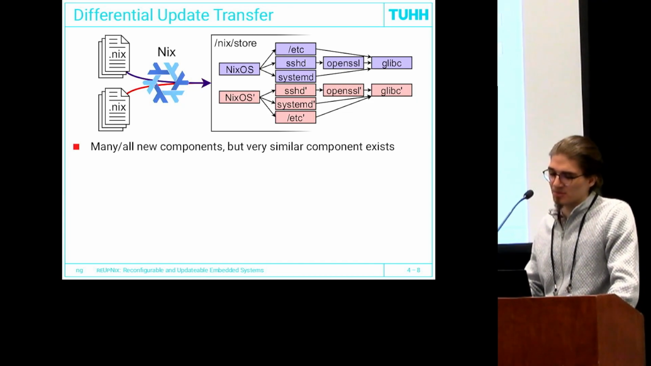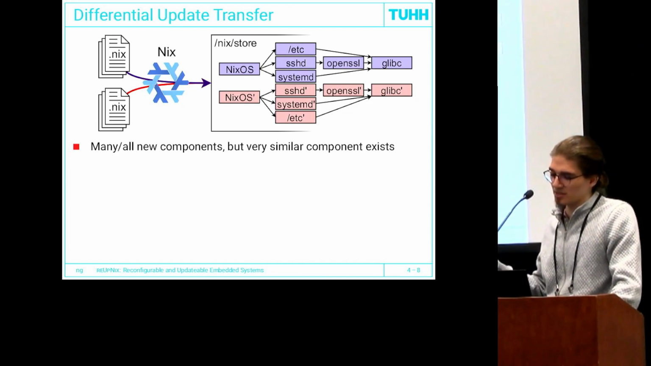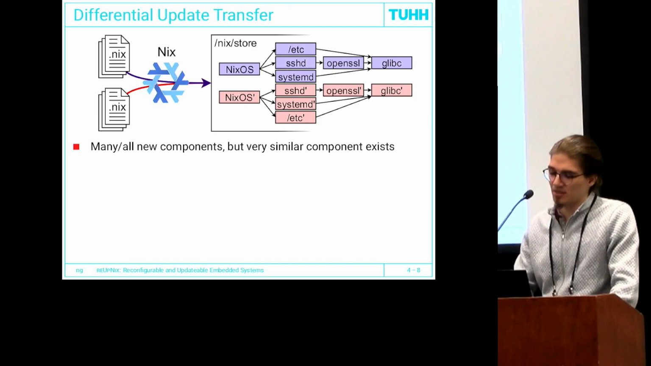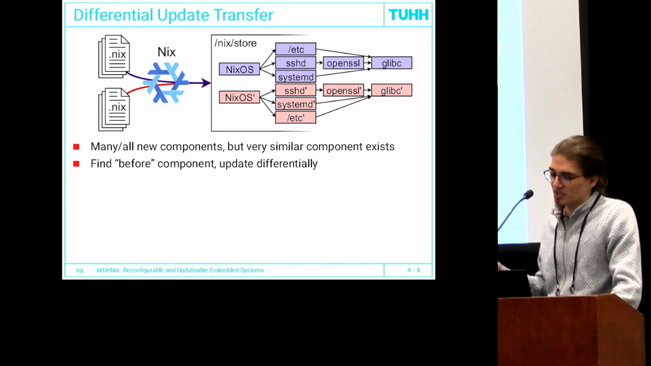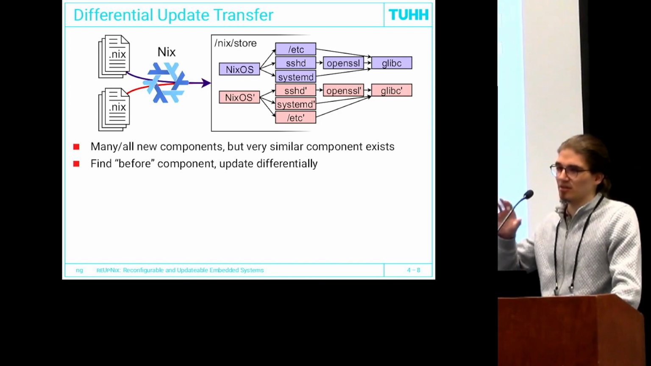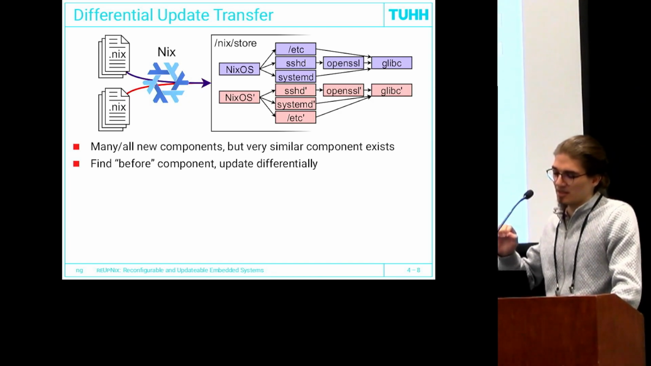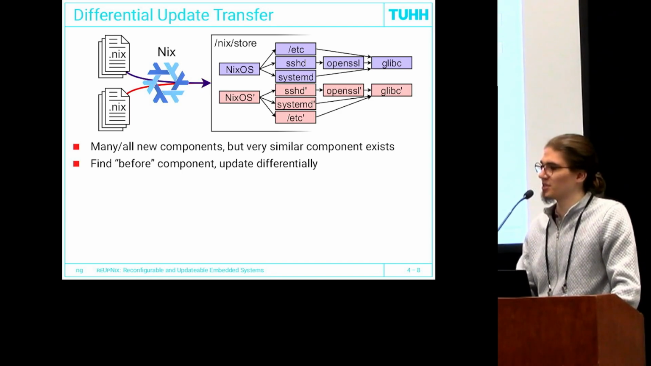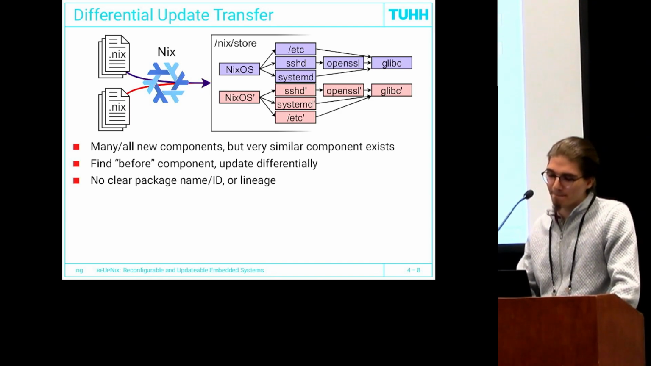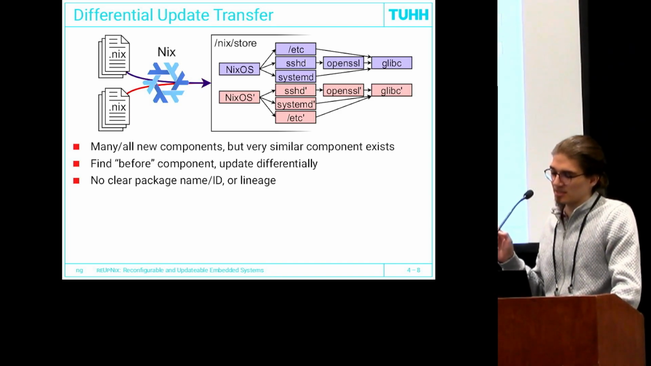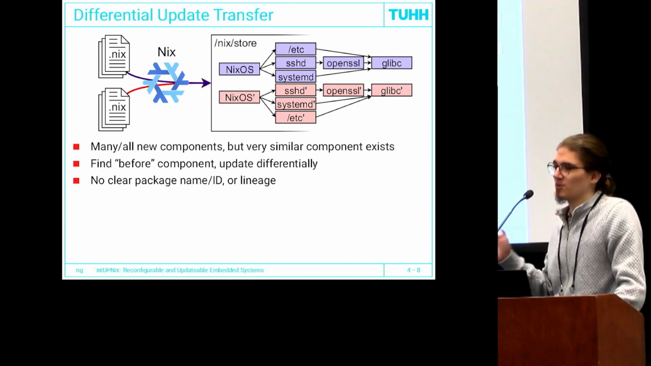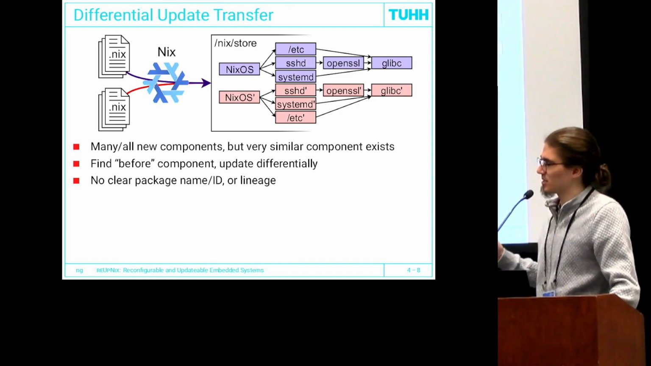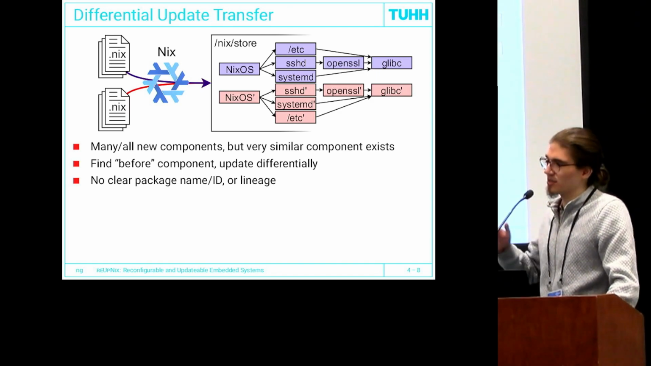But oftentimes, a component of very similar content already exists on the target. So to improve the efficiency of the updates, all we need to do is find that similar component before the update and then transfer the new component differentially based on that. Unfortunately, Nix components have no clear package identity. So it is generally hard to tell which of the hundreds or even thousands of components that you have installed on your device is closest to which other one.